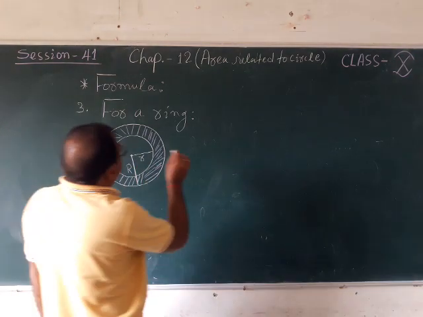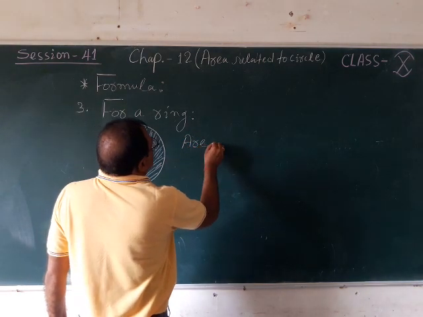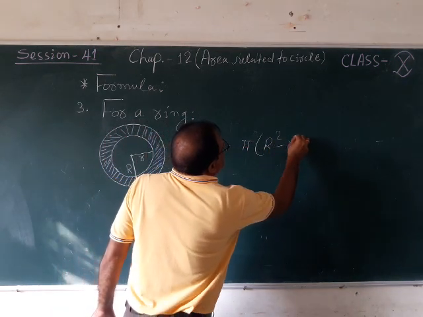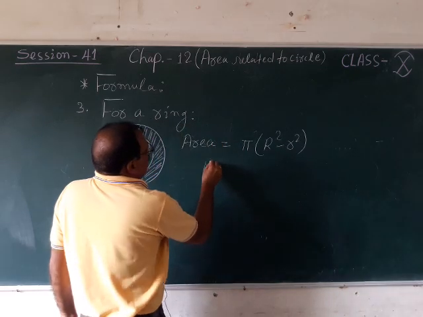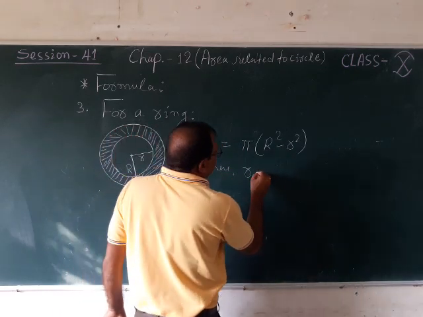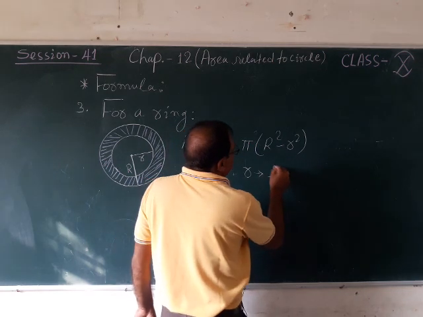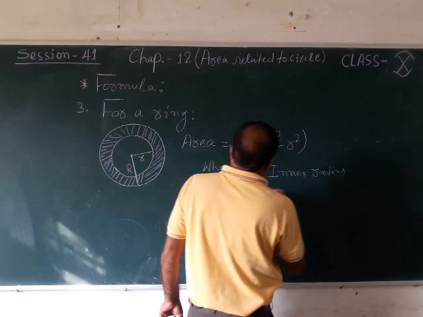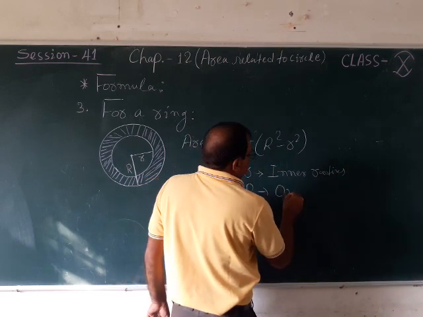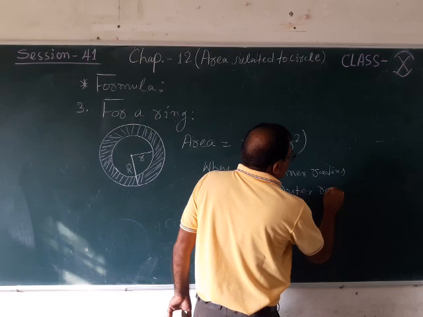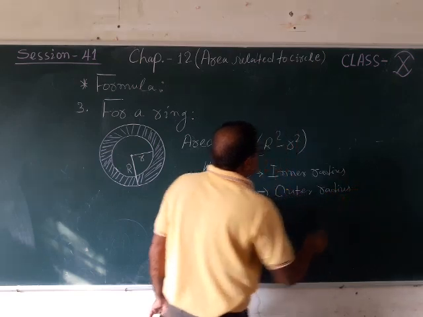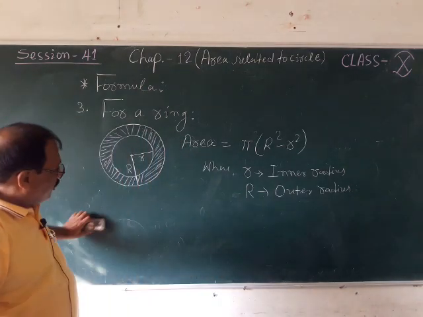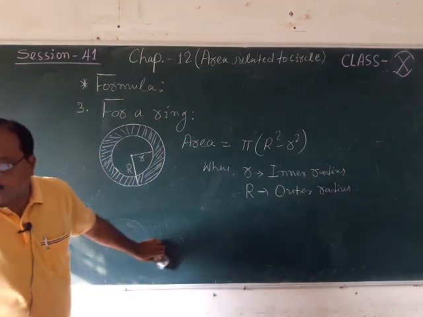So for a ring, its area will be given by pi into capital R square minus small r square, where small r means inner radius, and this capital R means outer radius. So you are having inner radius and outer radius, then you can easily find the area of this ring, okay.